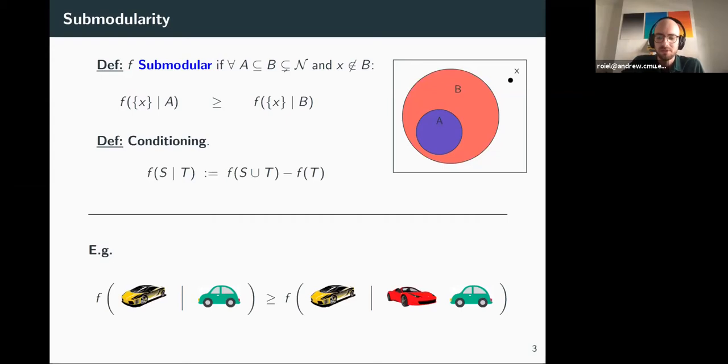Just to ground this concretely, my valuation function for cars is said to be submodular if buying a fancy car gives me more value if I don't already have a fancy car. Make sense? Any questions thus far?